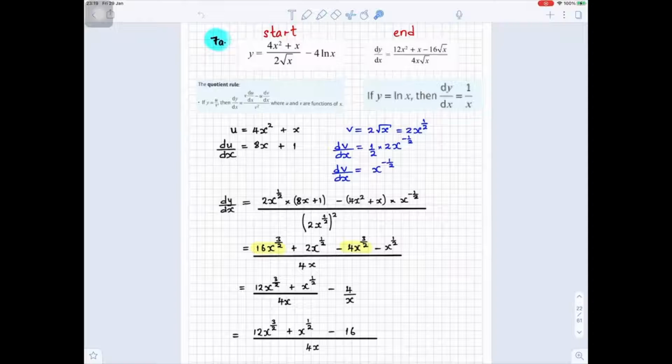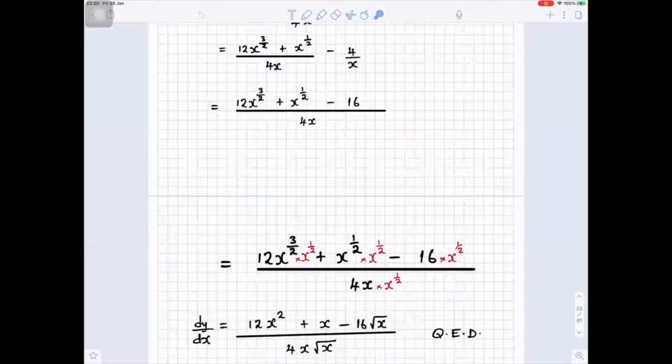Now you can put these two fractions together as 1. With a common denominator of 4x, you get 12x to the power 3 over 2 plus x to the 1 over 2 minus 16 over 4x. So now that is our answer, but we want to change it to look like what it says in the question. So what can we do?